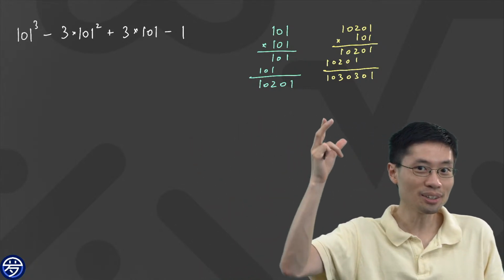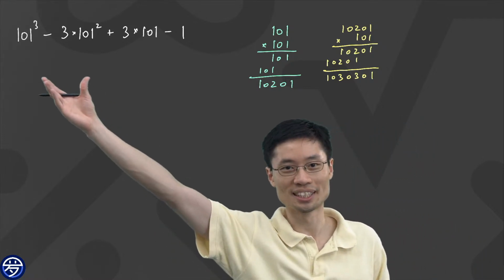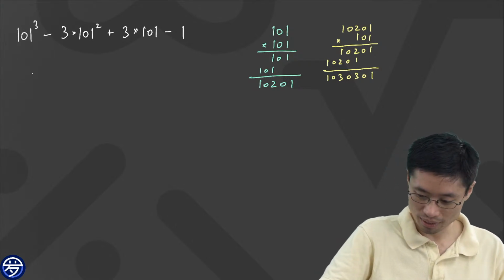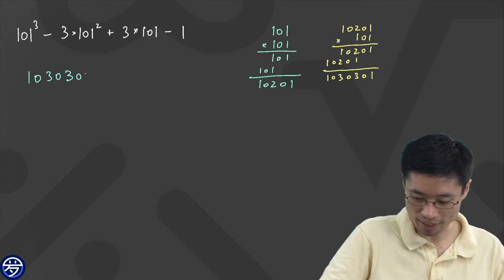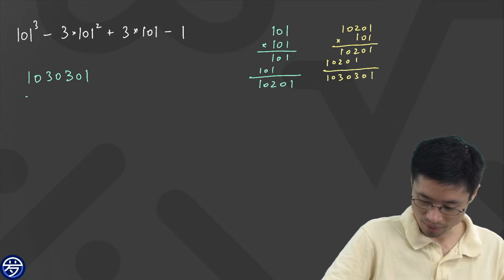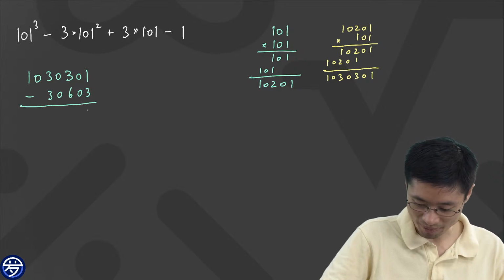121, 1331. I've sort of seen these sequences before. But let's see what happens. So I put everything together. I need to go and take 1030301 minus 3 of these, which is 30603. Okay, subtraction time, very difficult.